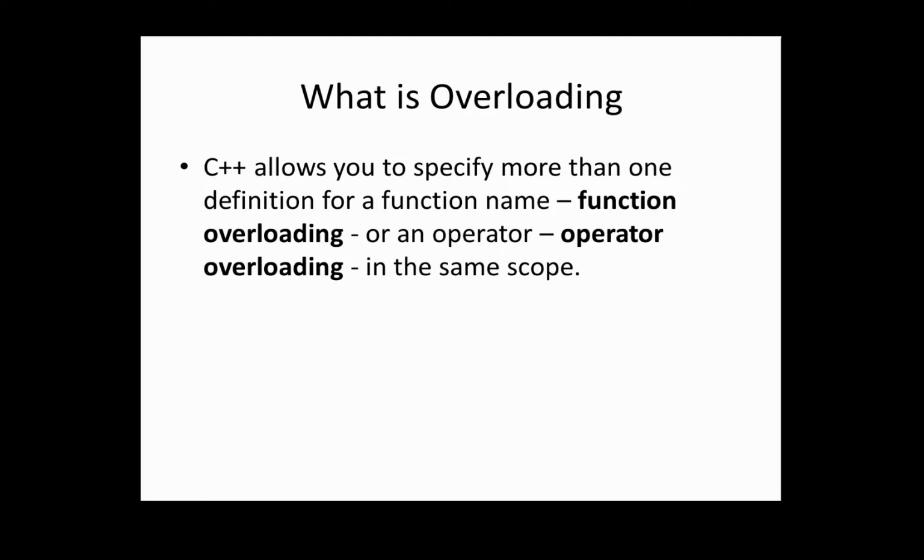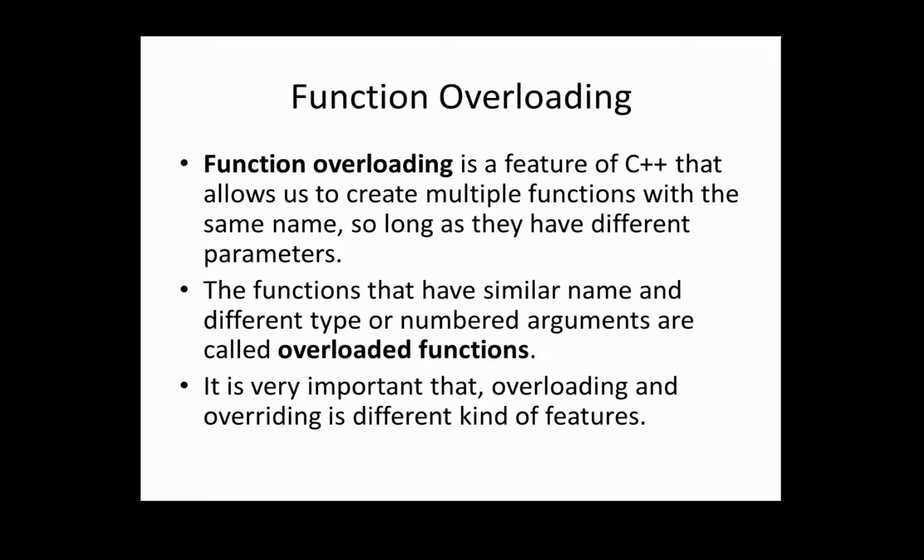So this is one of the special properties of object-oriented logic. So how can we do it? It is very basic, and in this logic, the compiler is doing most of the job. Okay? So let's take a look at function overloading. Function overloading is a feature of C++ that allows us to create multiple functions with the same name, so long as they have different parameters.